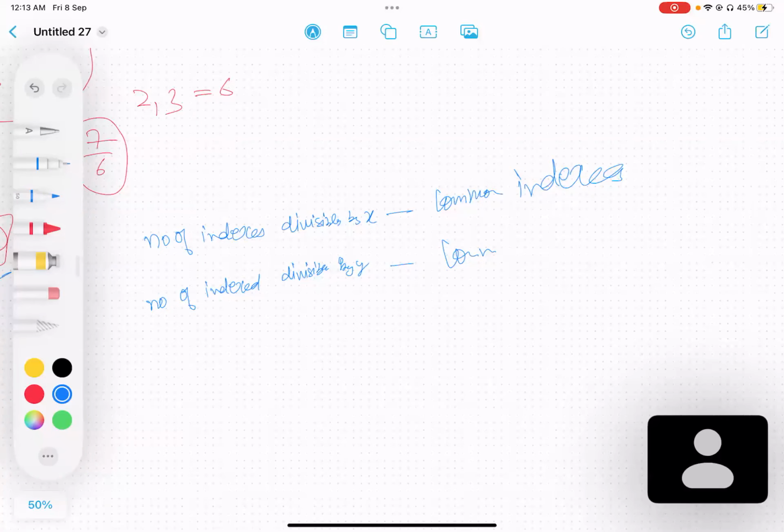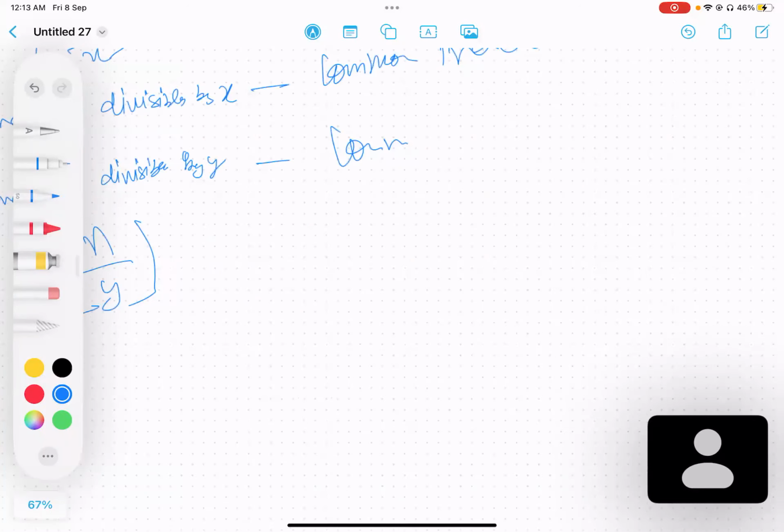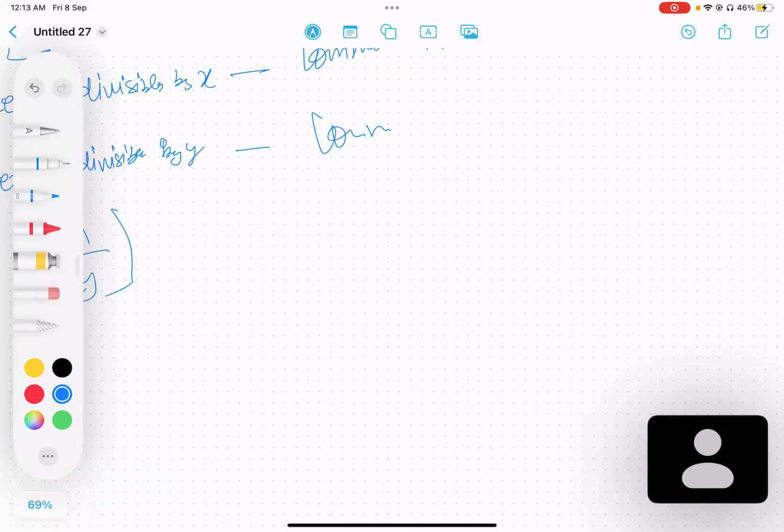Now you will ask, how will we find this? This is actually equal to n by x, right? And this is also equal to n by y. And this common part will be equal to n upon LCM of x comma y, right? Let's take one more example to make it clearer. Let's say n is equal to 15. Now let's say x is equal to 6, and y is equal to 9, right?